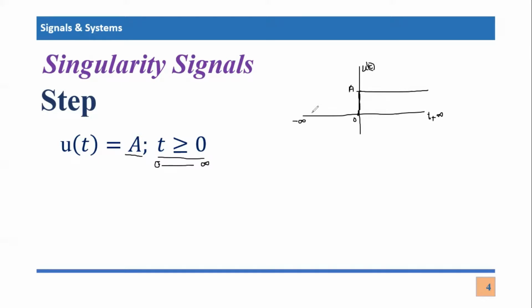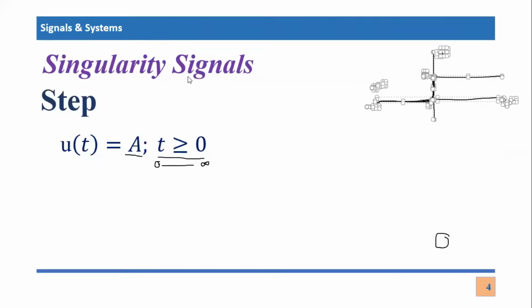When time is less than 0, there is no value; it does not have any graph for this interval, so its value is 0. But when time reaches t equal to 0, you get a step. It switches its value to another level, which is equal to A, called the amplitude A. So this is a u of t whose value is equal to A.